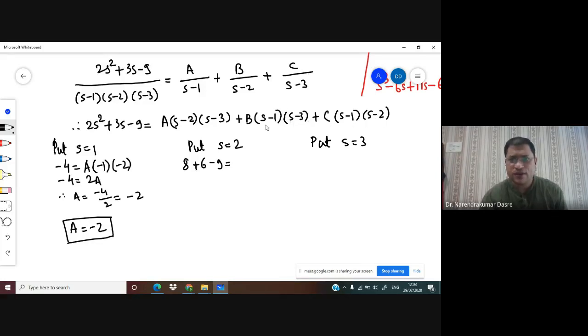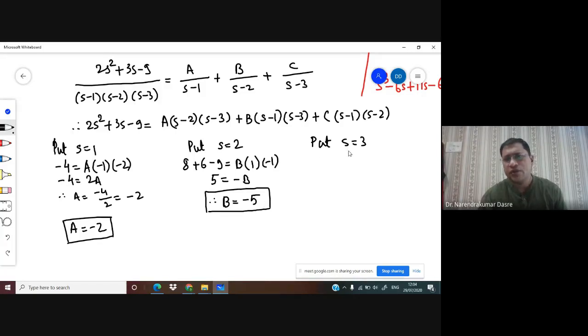And hence we only have to evaluate this term. So I'll have B into, if I'm putting s is equal to 2, this will be 1 and this will be minus 1. Now here, this is going to be 14 minus 9, so it is going to be 5, and here I'll get minus B. So I can have B is equal to minus 5. Please be careful while writing 5, and yes, we have to be careful.